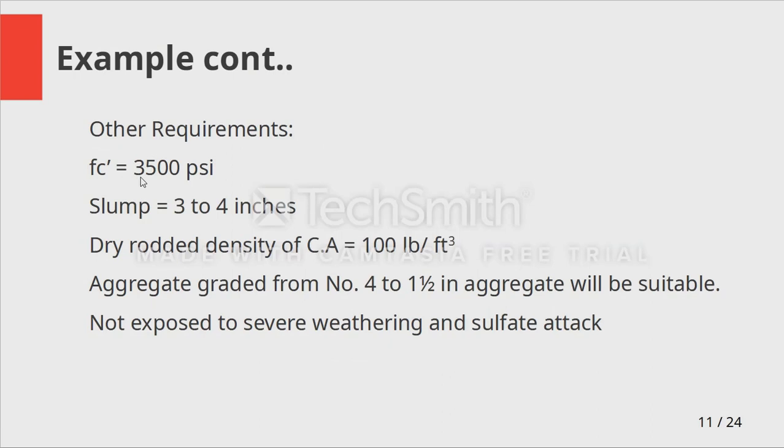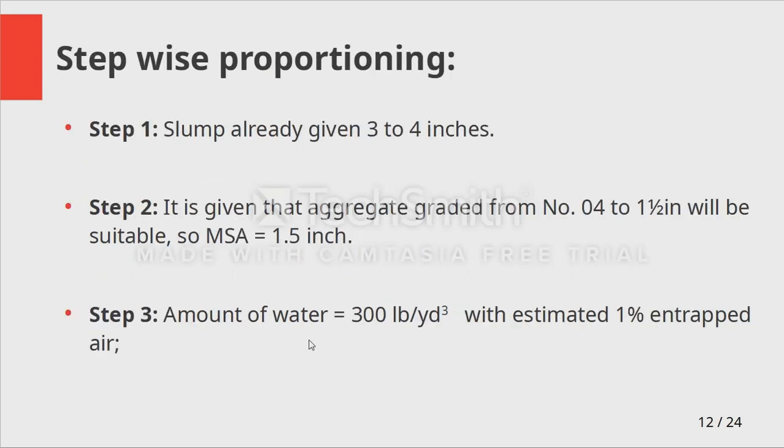Other requirements are that the concrete should be 3500 psi, and the slump should be 3 to 4 inches, minimum 3 and maximum 4. Dry rodded density of coarse aggregate is 100 lb per cubic feet. Aggregate graded from number 4 to half inch will be suitable. So they have passed the aggregate from 1.5 inch to the sieve with number 4 holes. So the maximum size of aggregate is 1.5 inches, and they have also given that the aggregate is not exposed to severe weathering and sulfate attack.